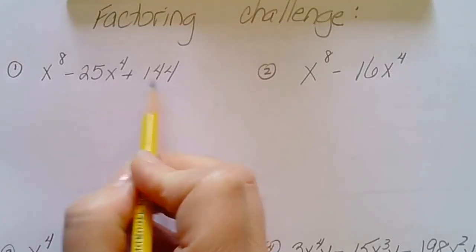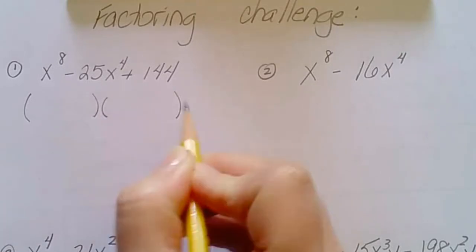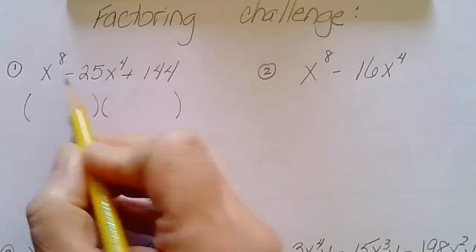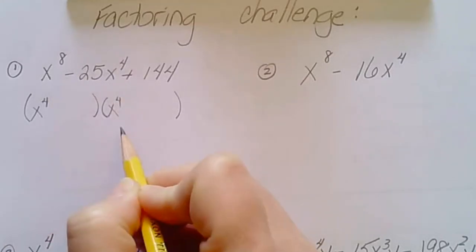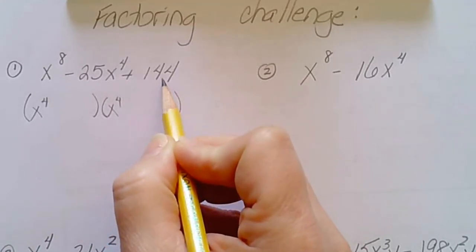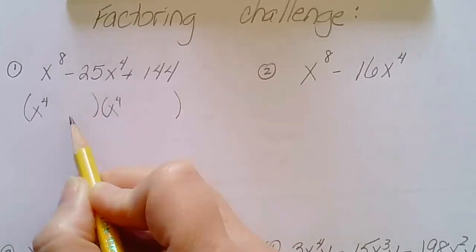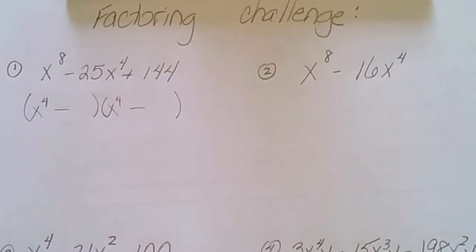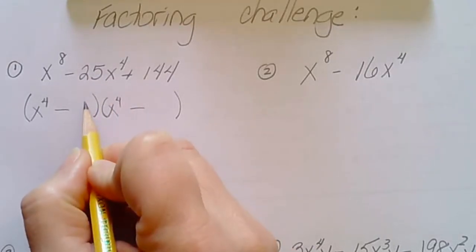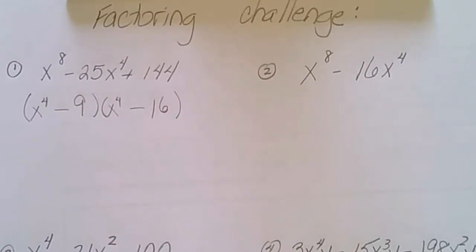No common factor, 3 terms, no coefficient in the front. Okay, it's 1. So we're going to dive right in. X to the 4th, x to the 4th. Split it evenly. Multiply to 144, add to 25. Minus and minus are my signs. Multiply to a positive, add to a negative. So I could list out all my possibilities, or if it comes to you, go ahead and write it in. Came to me.